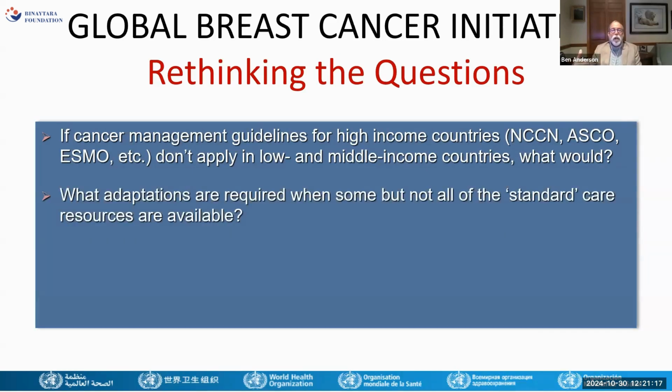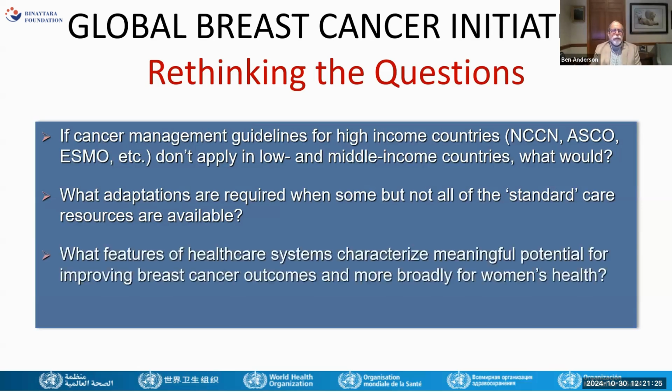Then the next question is, how do we adapt in these settings of limited resources, and Nepal would of course be a great example? And therefore, what features of the health system characteristics will have meaningful potential to improve breast cancer outcomes and, more broadly, women's health? And the really frank question: is it even possible?